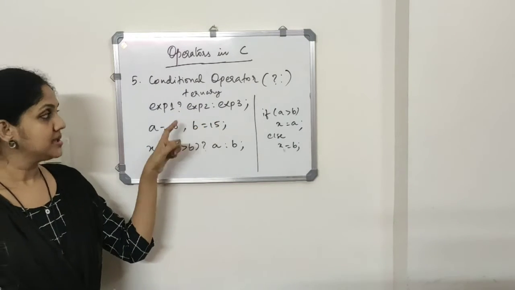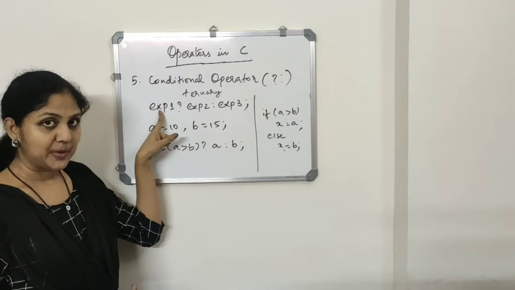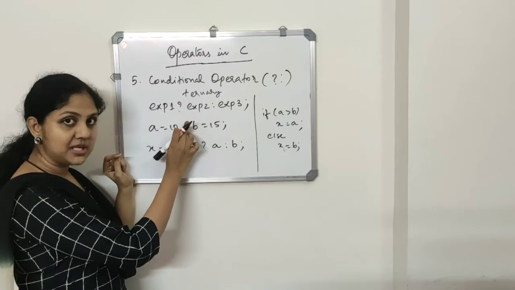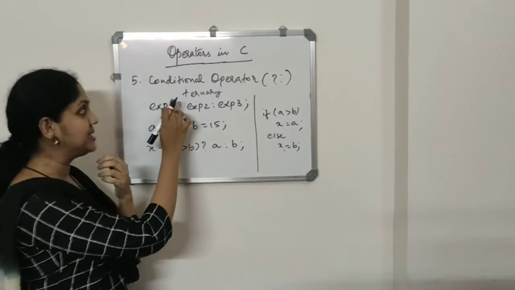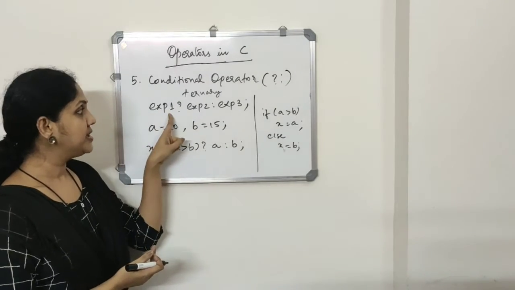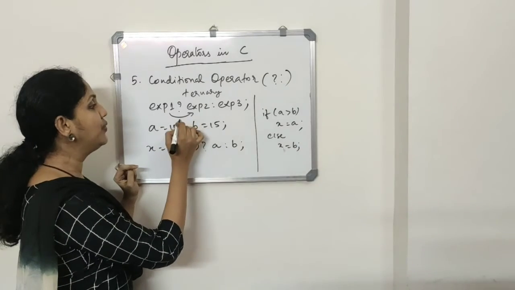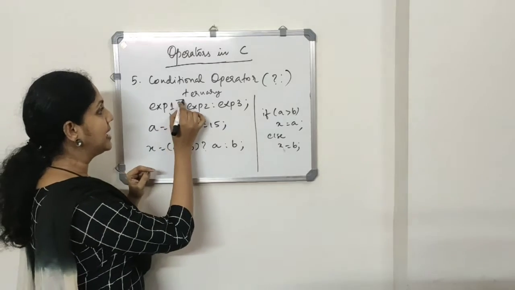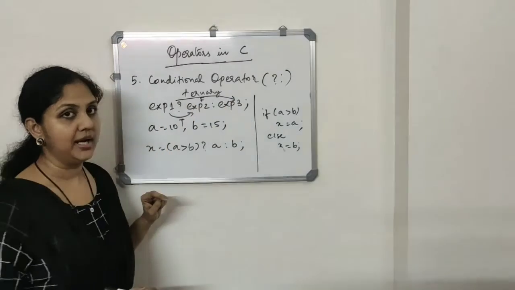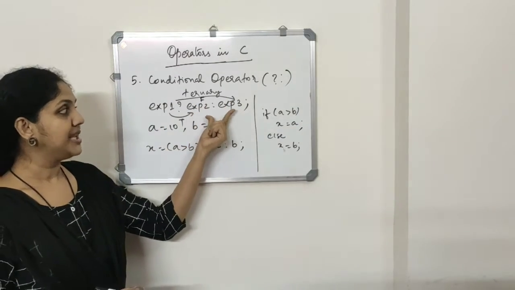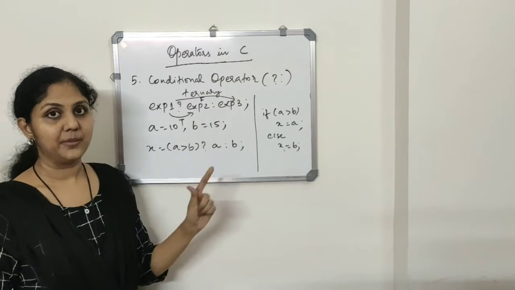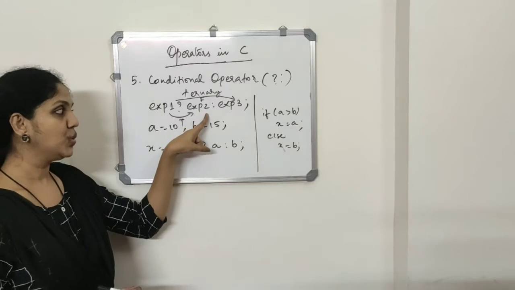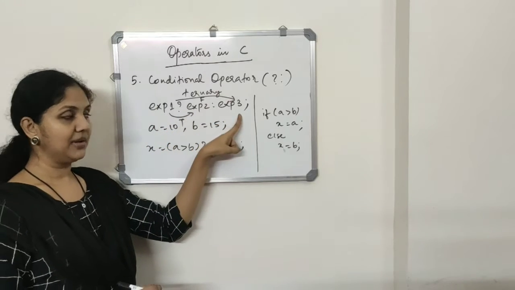So how does it work? It will first check expression 1. If expression 1 is true, question mark, that means if it is true, expression 2 will be executed. If it is false, expression 3 will be executed. Okay, so any one of these two expressions will be executed, not both. If expression 1 is true, then 2 will be executed, otherwise 3 will be executed.